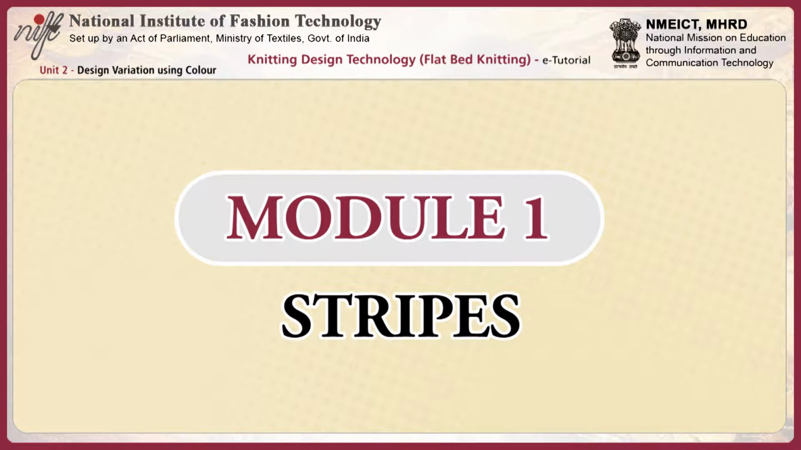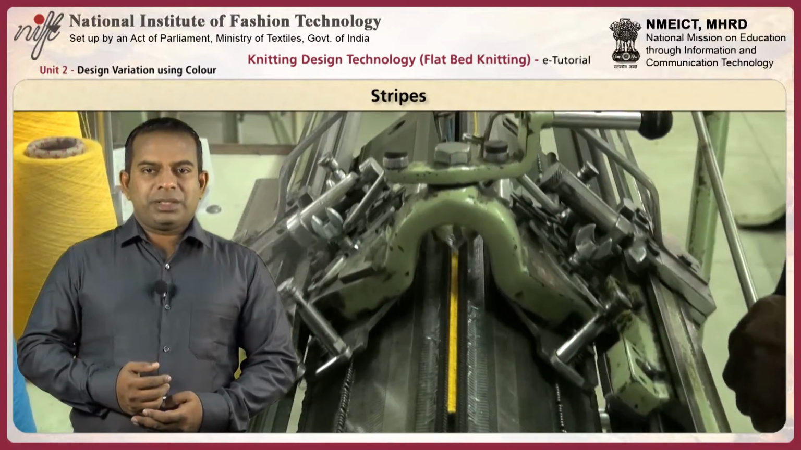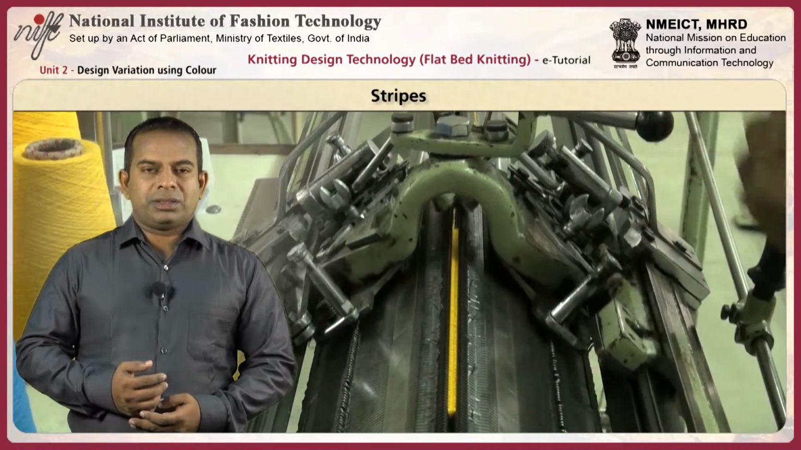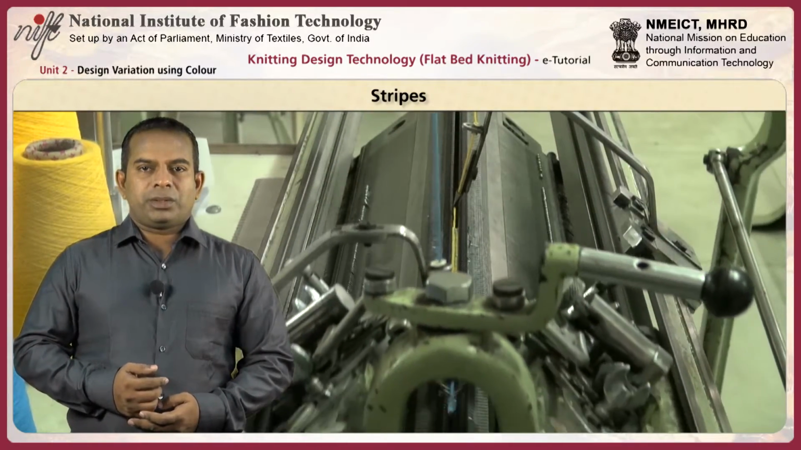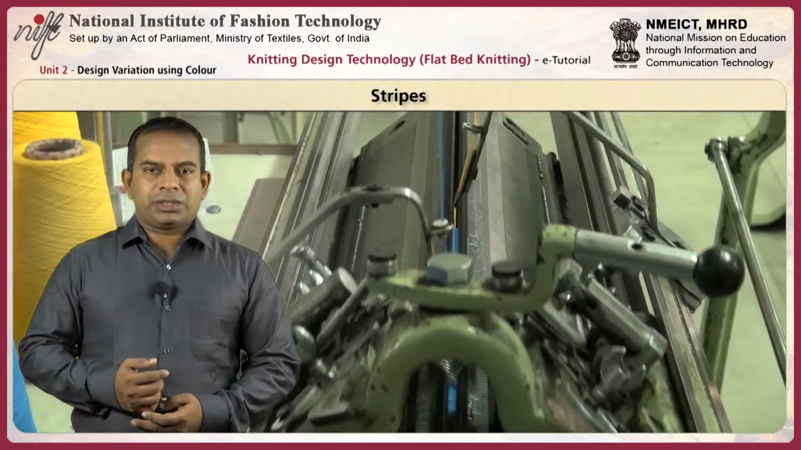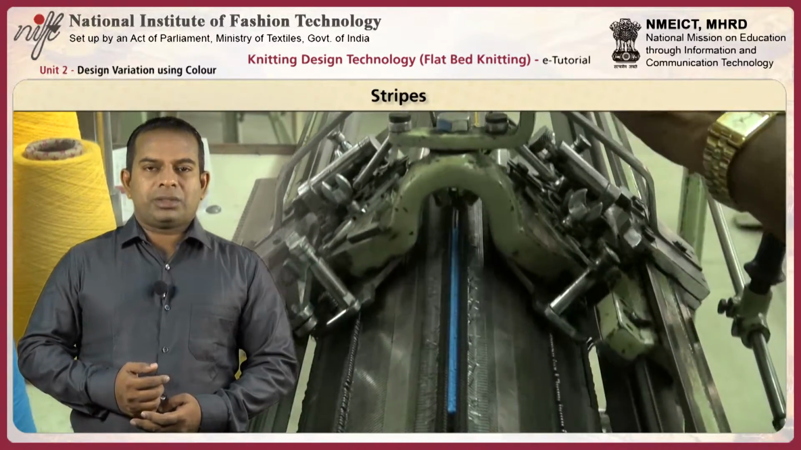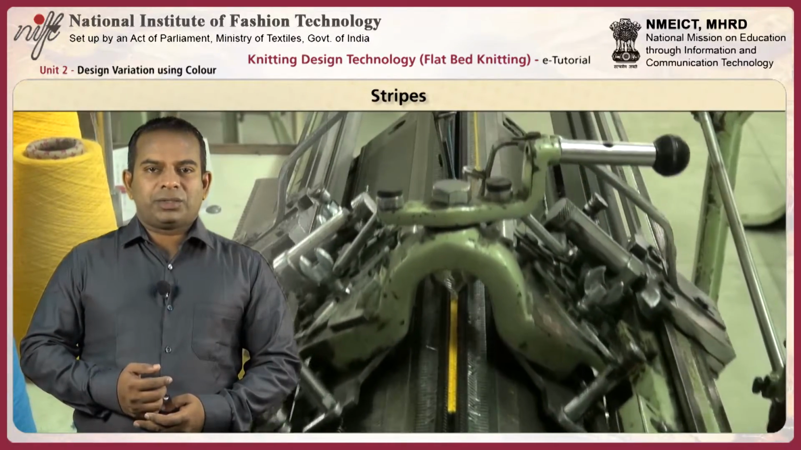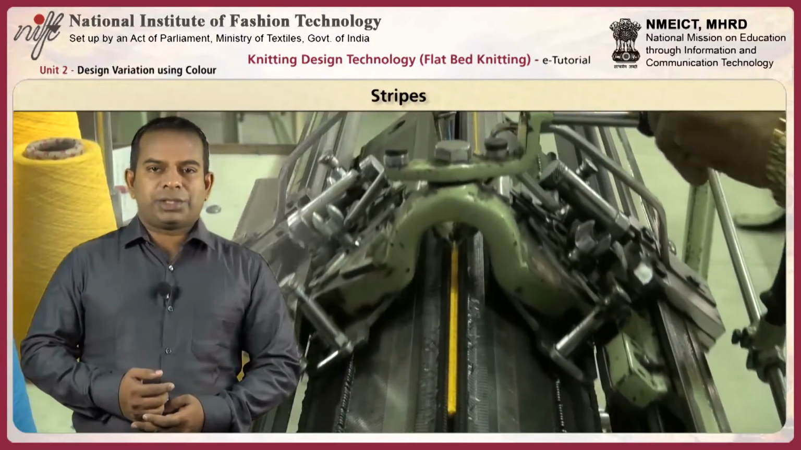The first module focuses on creating stripes. The simplest way to mix color into a knitted fabric is by creating multicolored stripes. You may also have noticed most of the stripe designs you see are horizontal in nature. Let us look at the way to create stripes in a flat knitting machine.